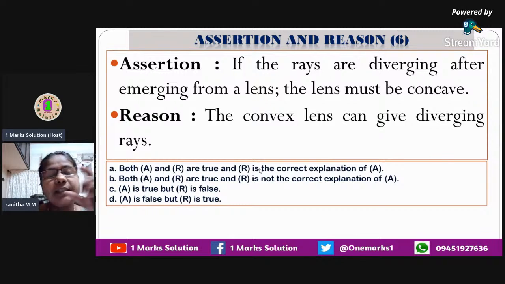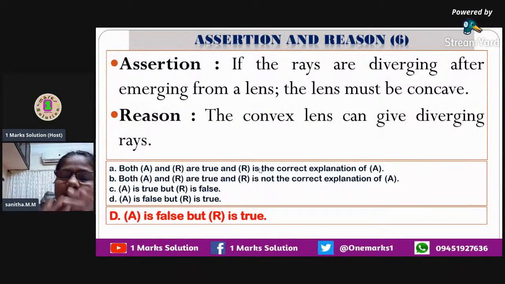You just see the difference between mirror and lens. In the case of concave mirror, we can say converging. In the case of the convex lens, it is converging. See the difference? Always keep it in mind. First you study with the mirror, and just the opposite you can study here. Concave means converging in the case of mirror, and in the lens, concave we can say diverging. So what will be the answer here? The first one is entirely false, no doubt. And the reason, convex lens can give diverging rays, is true. So the option we can say is D.